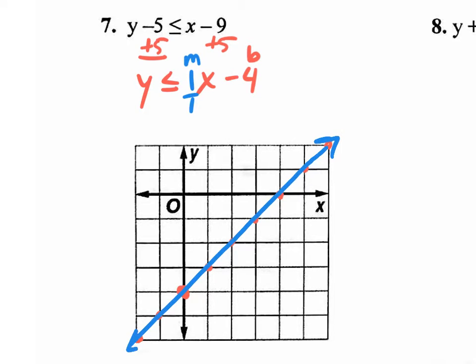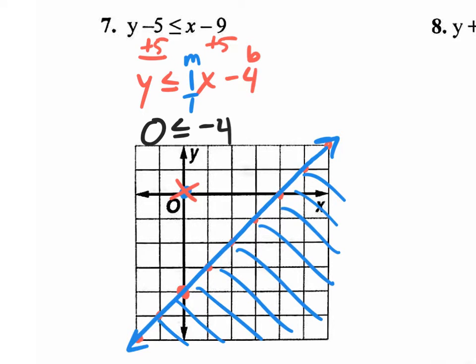I also need to shade, so I'm going to test the point 0, 0. And is it going to work? If I put a 0 right here for y and a 0 for x, it'll actually say 0 is less than or equal to -4. What do you guys say about that? False. So the 0, 0 didn't work. So if the 0, 0 didn't work, none of these points are going to work. So where are my answers at? On the other side, on the bottom. So shade in the bottom.